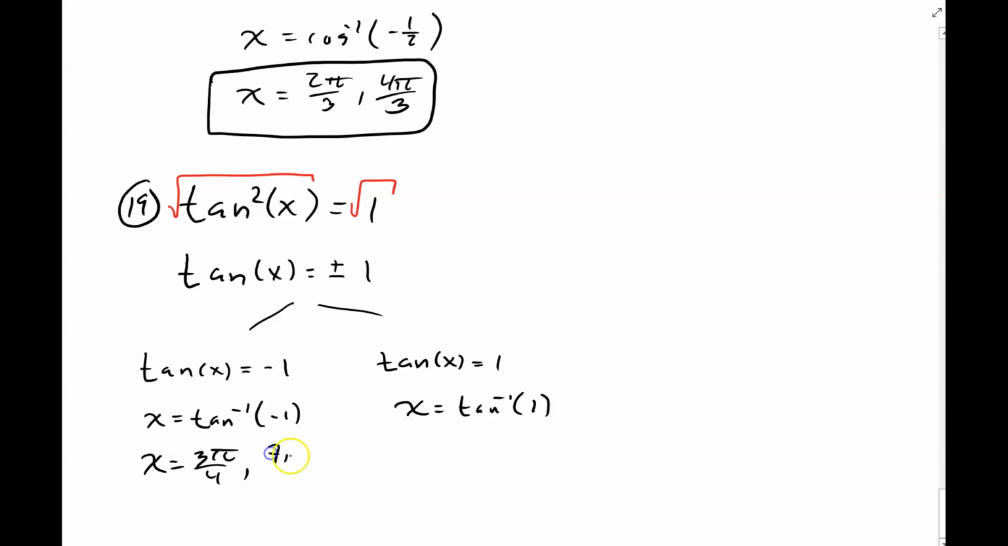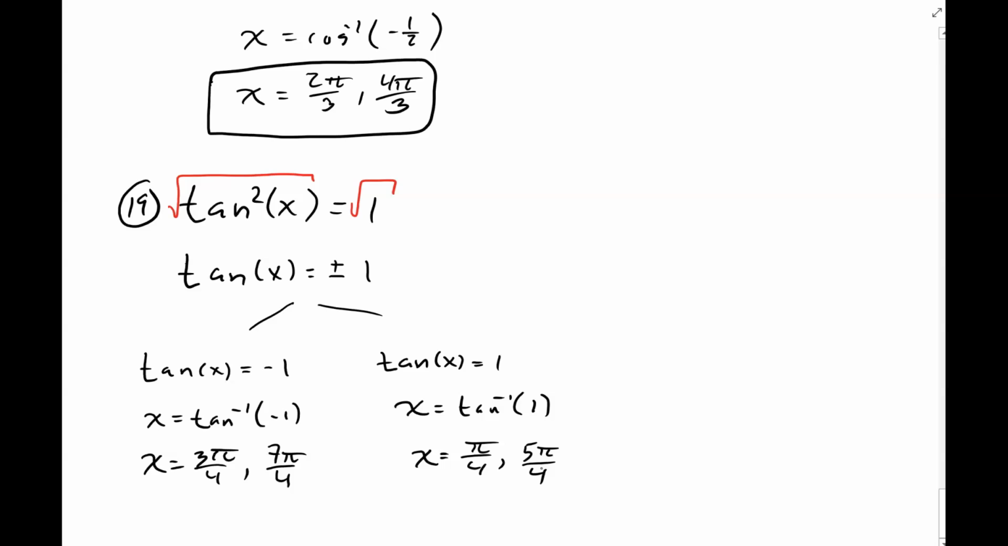That's also correct. That's negative still, because just one of them is negative, right? 5 pi over 4. And also, which other one? Pi over 4 and 5 pi over 4 are positive.